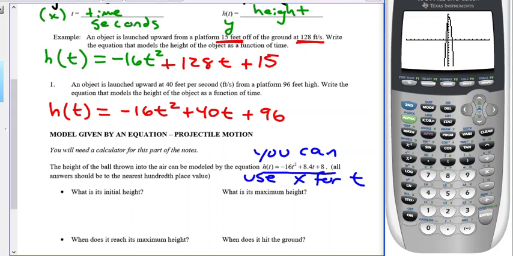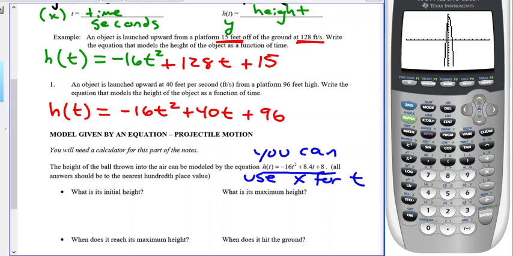I tried to give you a graph that fits nicely in this window. That might not always happen. We'll help you with that if you have a hard time fitting the graph in the window. But for our purposes today, this should fit nicely. If you don't see it how I have it up here, hit zoom, and option 6. That should bring the graph up nicely.